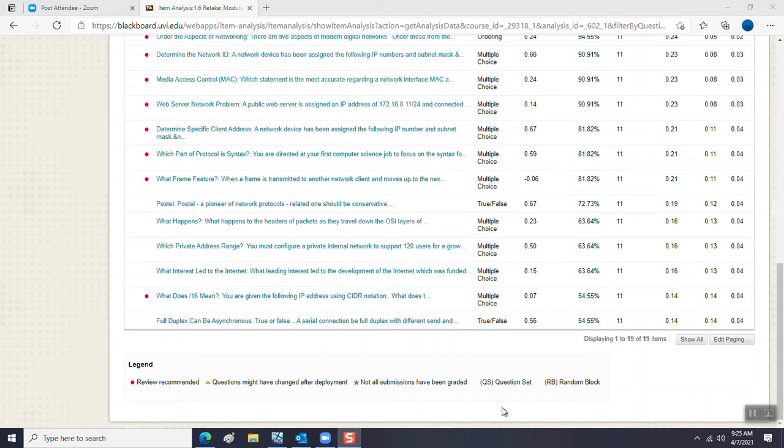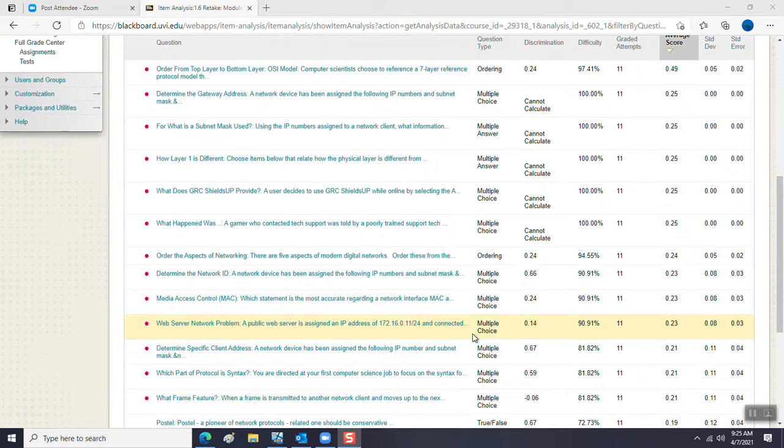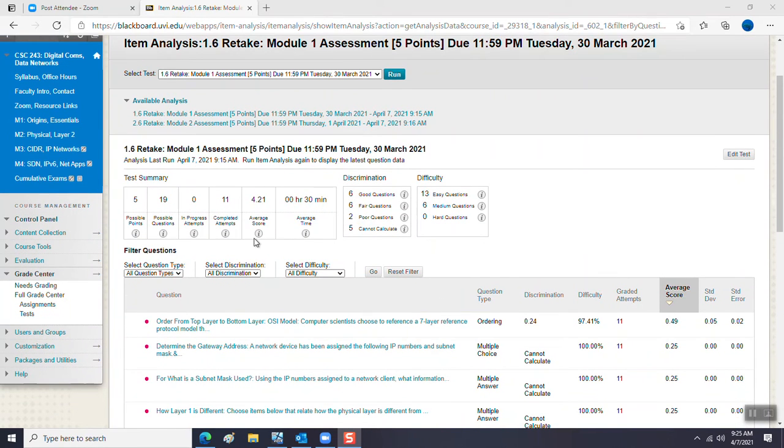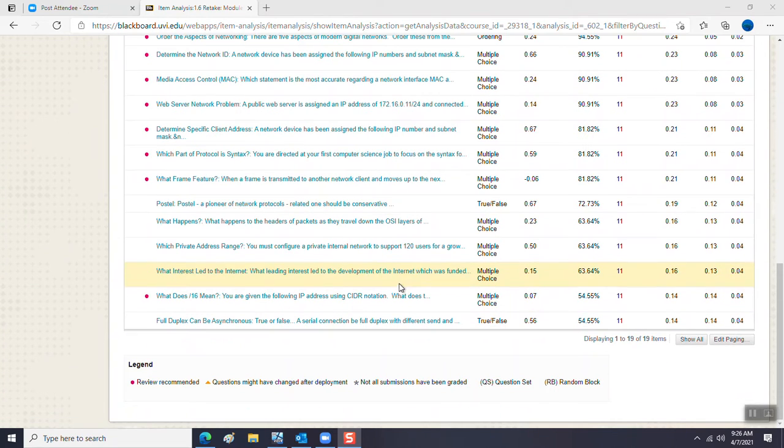This is a short item analysis for retake assessments in Module 1 and Module 2 of CSC 243, Spring 2021. Students did very well on the retakes. In Module 1, the average score was 4.21 out of a possible 5. We will, however, review the questions that pose the greatest difficulty. So we'll be taking a look at these and then one or two on the Module 2 retake.